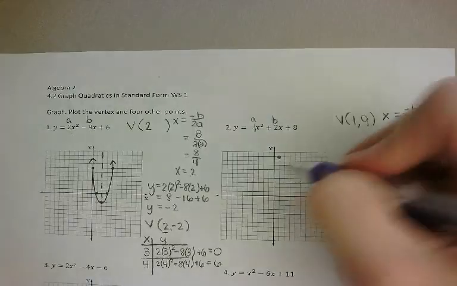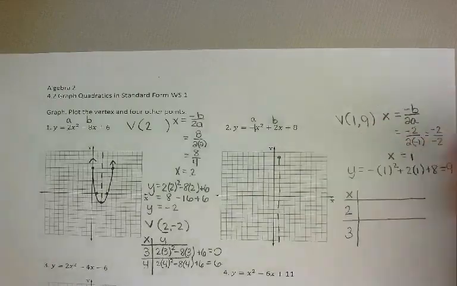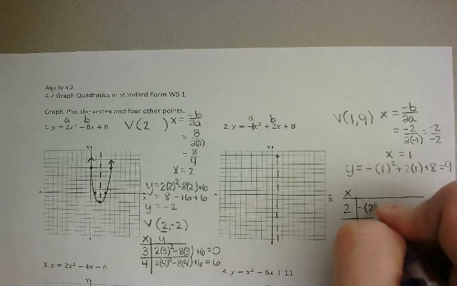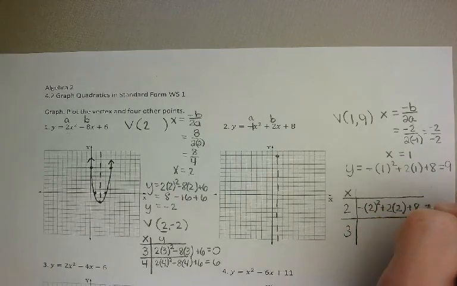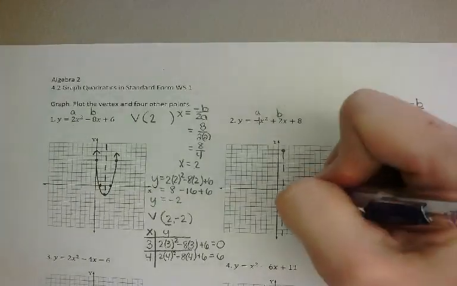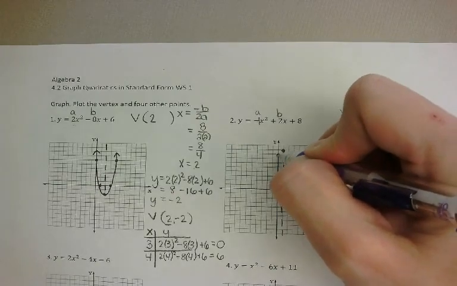And because the A is negative, the graph is going to open down. So I'm going to draw my line of symmetry going down. And then I'm going to plug in a 2. So I'm going to say negative 1 times 2 squared plus 2 times 2 plus 8. And that gives me 8. So I'm going to plot 2, 8, which is 1 unit away from the line of symmetry. So I'm going to reflect it.